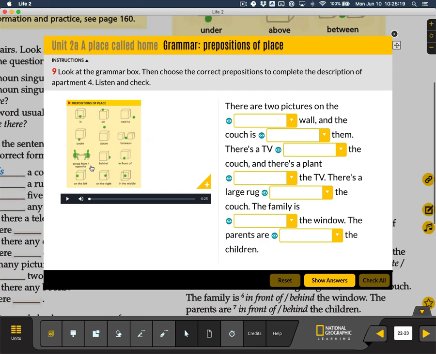All right. So, I'm going to play this. You listen, but look at the picture in your book because that thing's too small. Okay? So here we go.